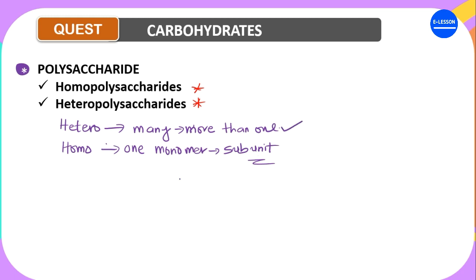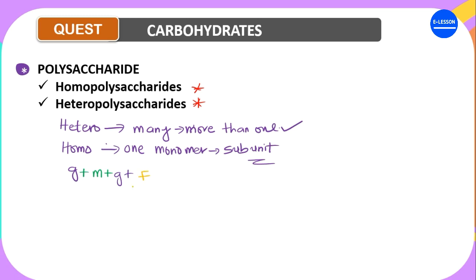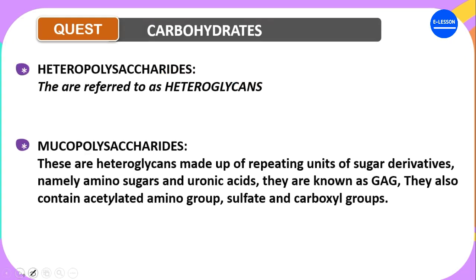Now in this lecture, what we are going to look at are heteropolysaccharides. For instance, if we have, let's say, glucose, then as a follow-up, let's say mannose, plus you have glucose again, plus let's say fructose. Now what you have here is a combination of different monosaccharides. Are you getting it? Combination of different monosaccharides. So that is for heteropolysaccharide.